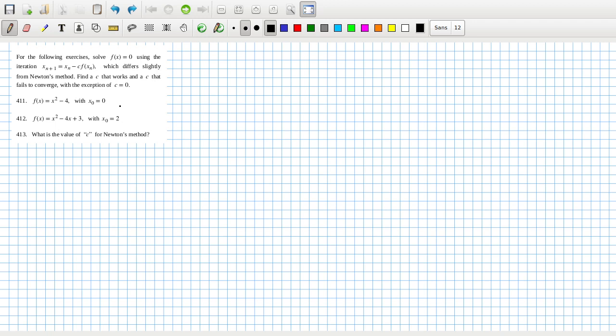Let's think about this now. What would happen if I use Newton's, though? So Newton would have said xn plus 1 equals xn minus f over f derivative, which is 2xn, all over xn squared minus 4. But that in no way relates to the original function.